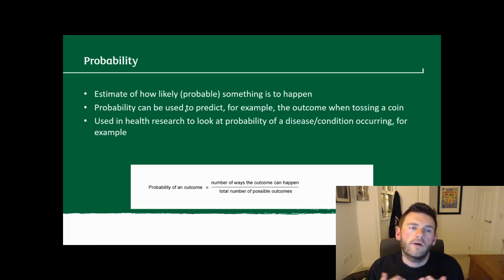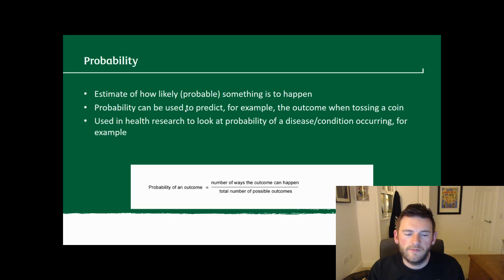Now, probability is an estimate of how likely, i.e. how probable, something is to happen. Probability can be used to predict, for example, the outcome when tossing a coin. That's often the example that you'll see if you look about probability online. In health research, typically we're interested in the probability of a disease or a condition occurring, although there are other questions we might ask about hospital admissions, or people recovering from a condition or a disease, people dying, so these different events that may occur.